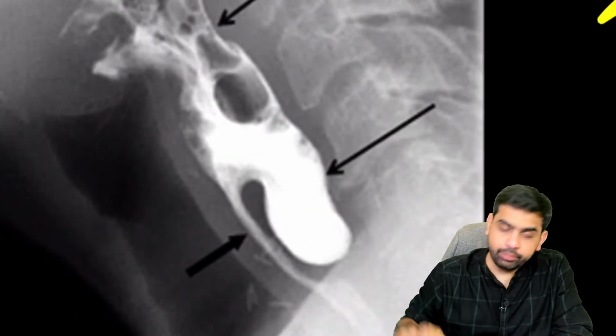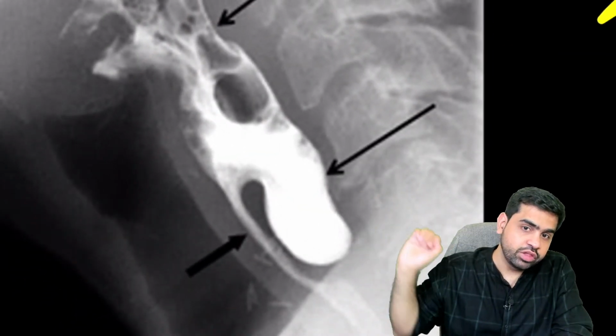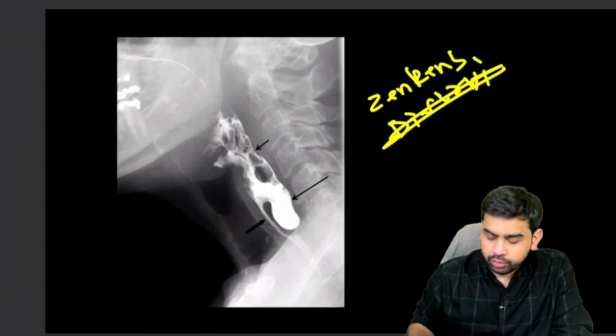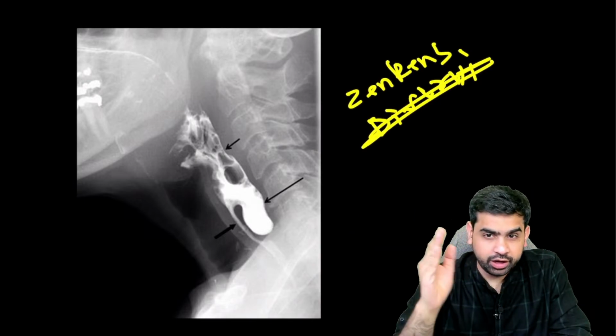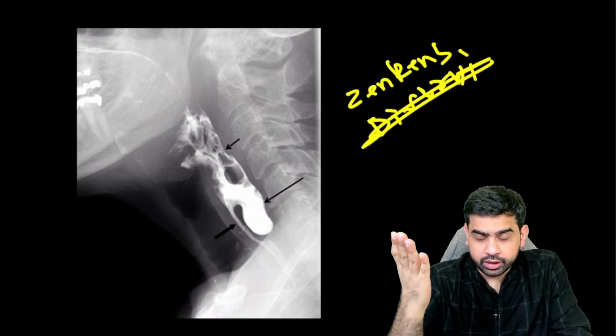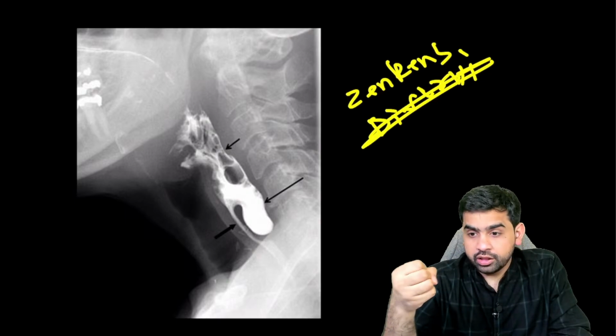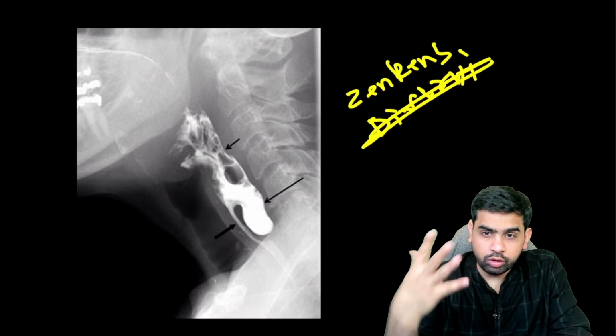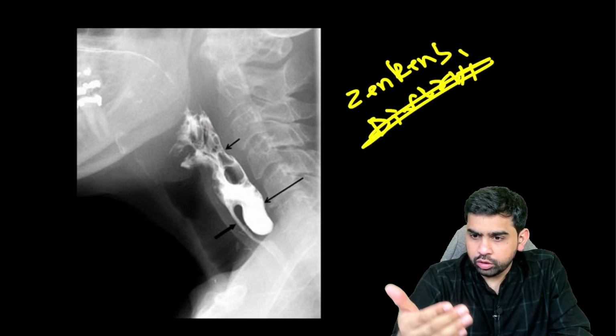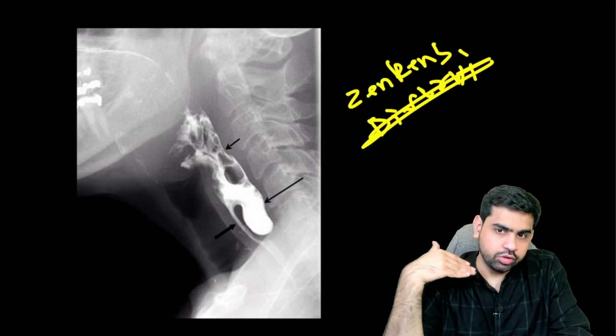Here you are able to appreciate this diverticulum. Now for the management, if it is very small, less than 2 centimeters, then you can go ahead with a cricopharyngomyotomy. Once you cut the cricopharyngeus muscle, the strength of that muscle goes down, and because of this, if there is a small diverticulum, it is going to recede back.